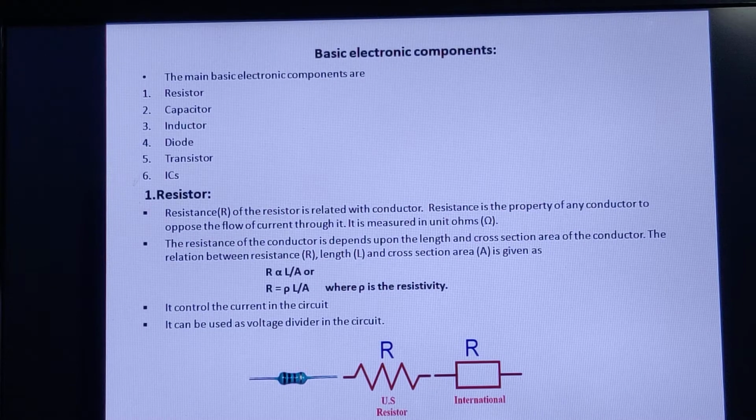The resistor in the circuit is used to control the current in the circuit. It is also used as a voltage divider in the circuit. The symbol of the resistor is as shown in this figure.